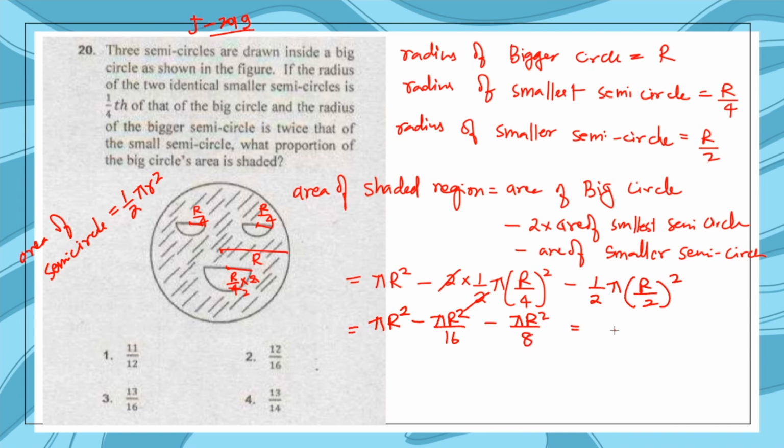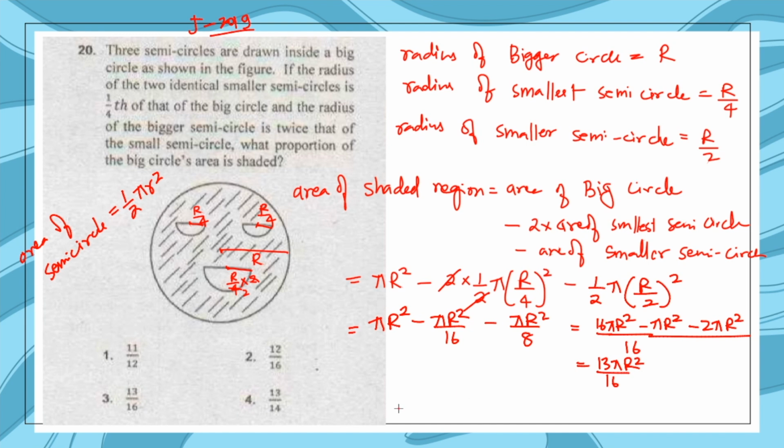If you solve this, the denominator will be 16, so this will be 16 pi r square minus pi r square, and minus 2 pi r square, right? So if you solve this whole thing, you will end up getting 16 minus 3 is 13 pi r square upon 16.